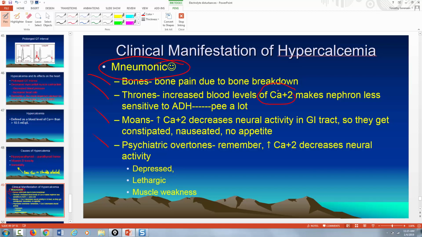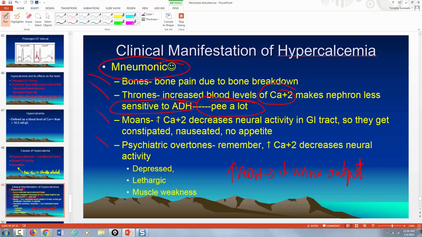Increased calcium levels in the blood make the nephron less sensitive to ADH. Alright? More on that in the endocrine section, but just real quick. ADH decreases urine output. I'm going to make it real simple. Decreases urine output. You'll produce less urine. Right? So when ADH is high, you make less urine. So if high levels of calcium in the nephron make the nephron less sensitive to ADH, you will pee a lot.